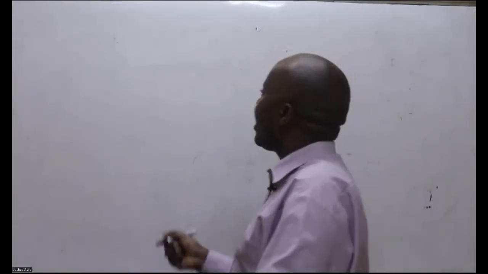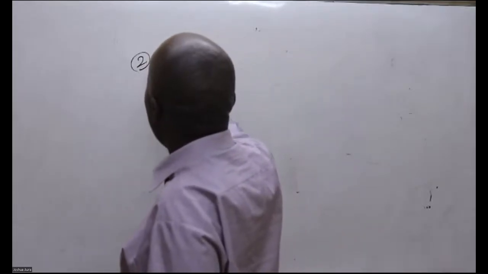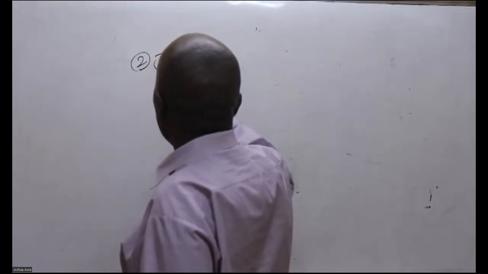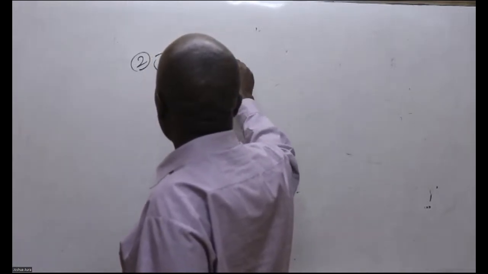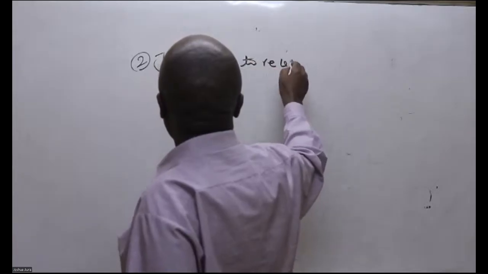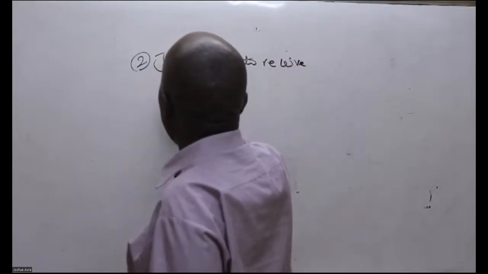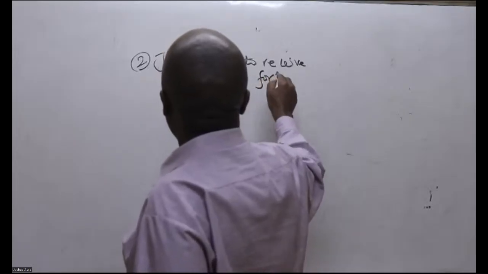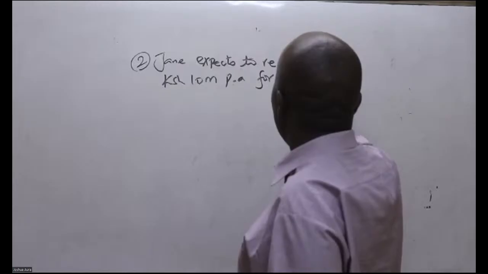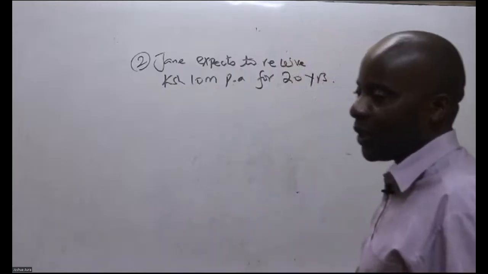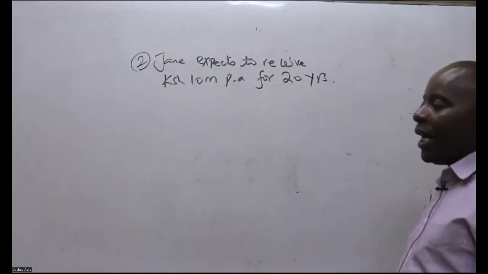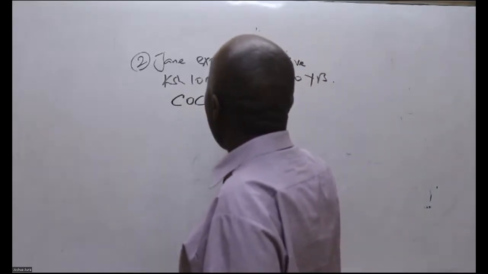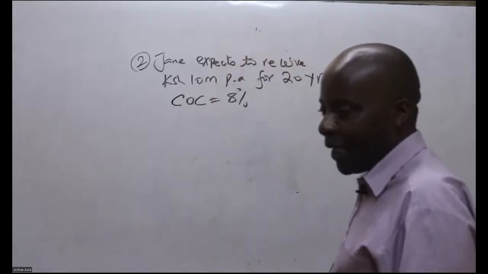And then now, in this case here, we are told, for example, Jane is already called Jane here. Jane expects to receive Kenya shillings 10 million per annum for 20 years. That's a great promise for 20 years. And then we have the COC. COC in this case here is 8%. It's an annuity.